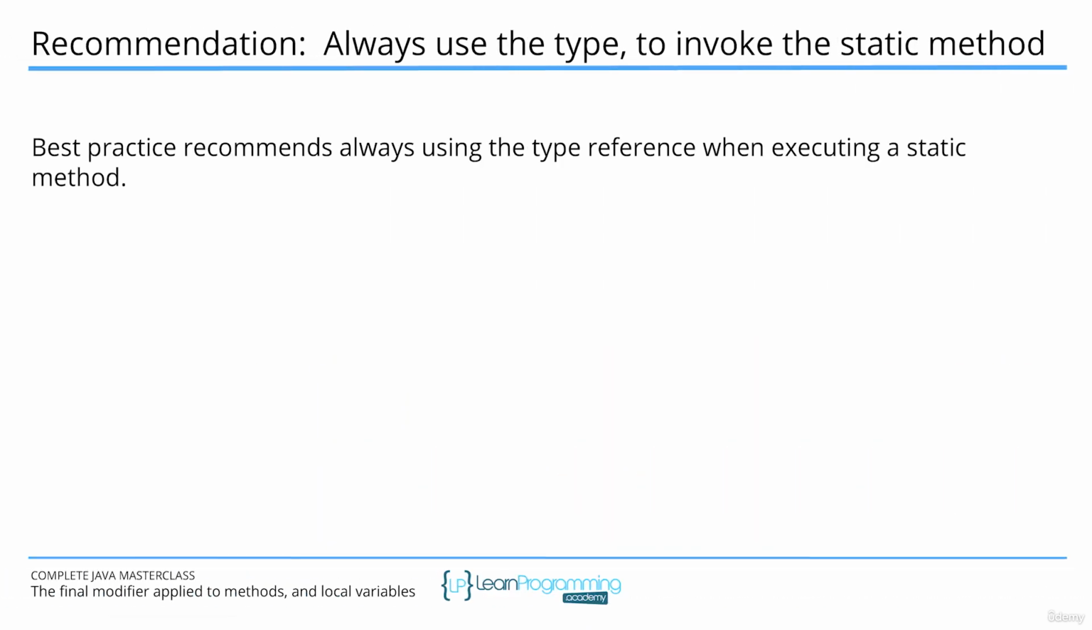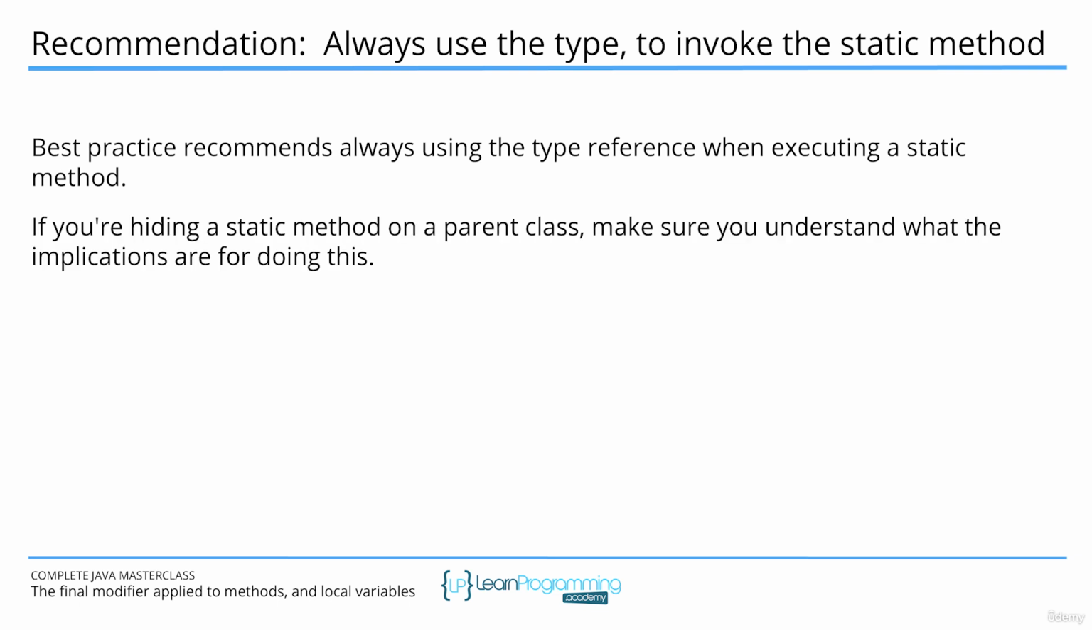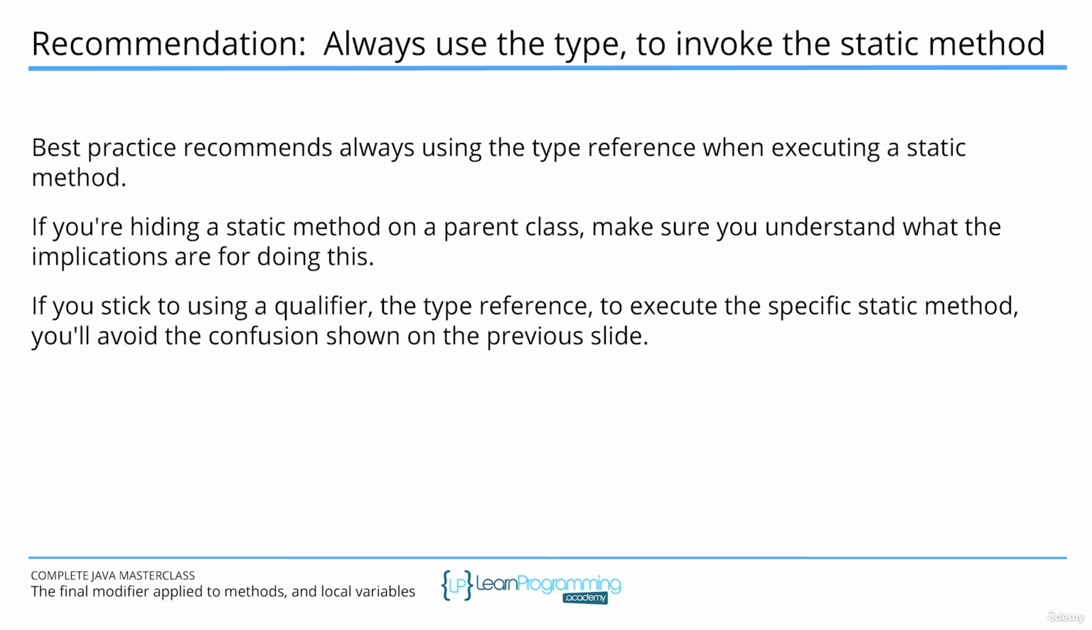Best practice recommends always using the type reference when executing a static method. If you're hiding a static method on a parent class, make sure you understand what the implications are for doing this. If you stick to using a qualifier, the type reference, to execute the specific static method, you'll avoid the confusion shown on the previous slide. Okay, so now I want to go back to my code.